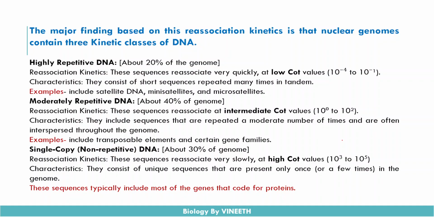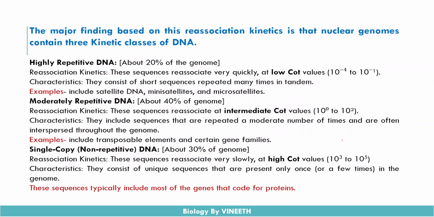Next comes the moderately repetitive DNA, and this occupies about 40% of the genome. Most of the moderately repetitive DNA sequences are the DNA transposons, and also we have LINEs and SINEs, the long interspersed nuclear elements and short interspersed nuclear elements. These are the major moderately repetitive DNA sequences present in our genome. They occupy about 40%, and they have intermediate COT values.